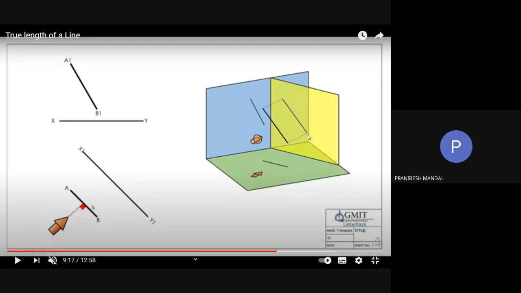So if this line is extended to have this particular angle with the horizontal plane, isn't it the same alpha that we got earlier?